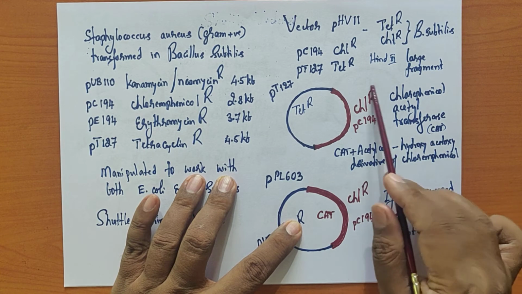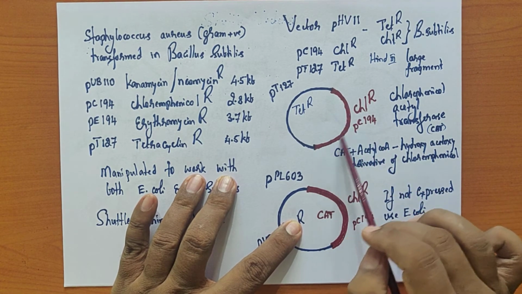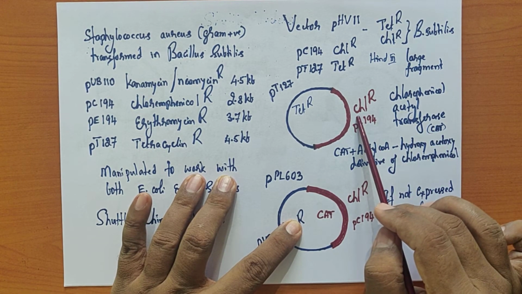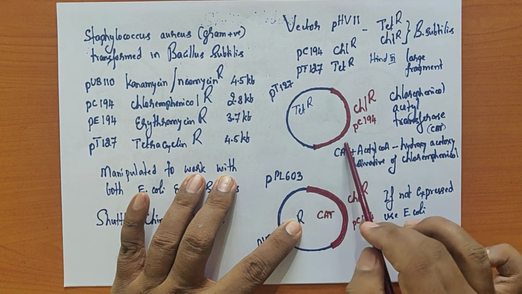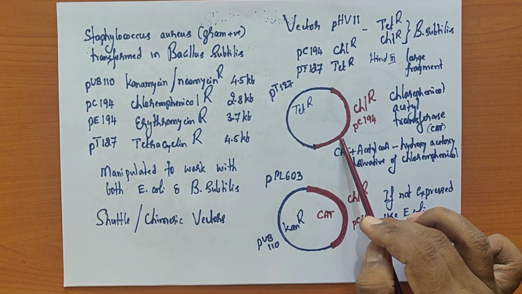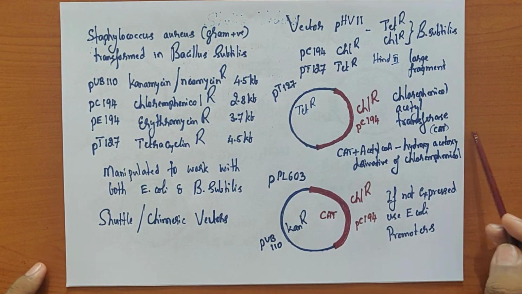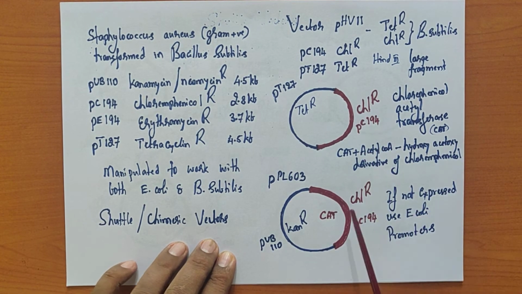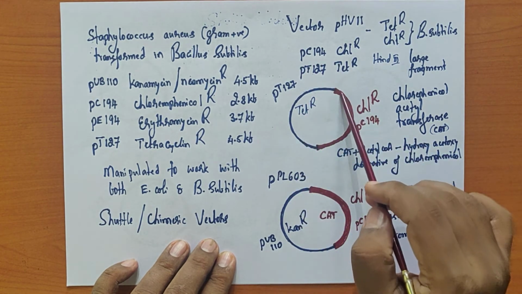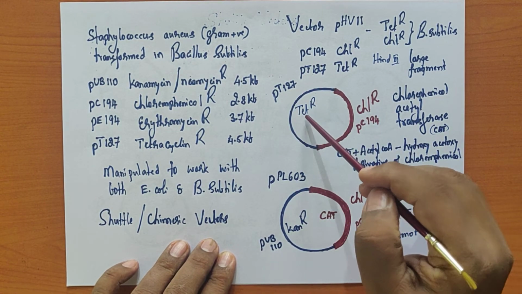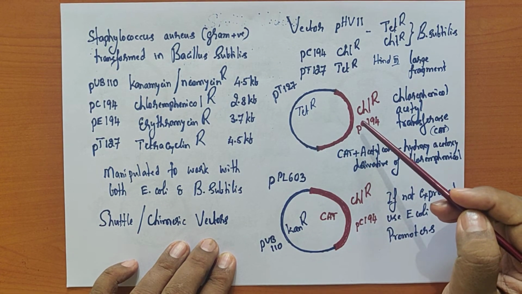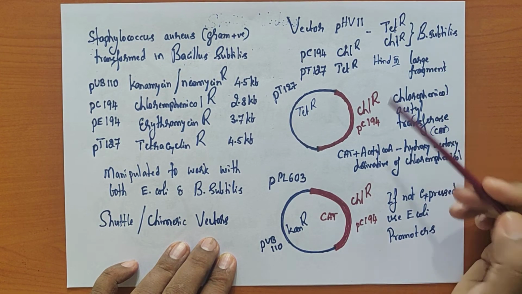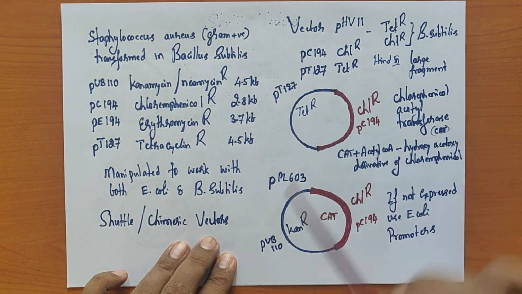Some textbooks give chloramphenicol resistance gene, but in some textbooks the same thing is given as cat. Don't get confused that cat and the chloramphenicol resistance gene are totally different. They are the same; some simply represent it as resistance, while others explain the mechanism. So now we have designed a shuttle vector consisting of a tetracycline resistance gene and a chloramphenicol resistance gene. Both can be expressed in Bacillus subtilis as well as in E. coli. That is a shuttle vector.